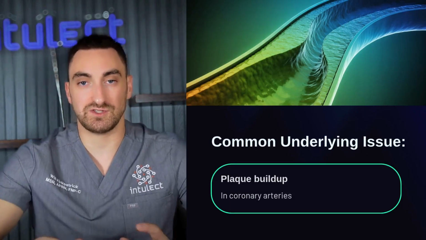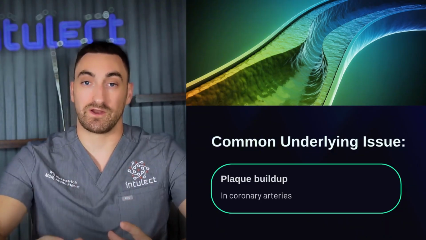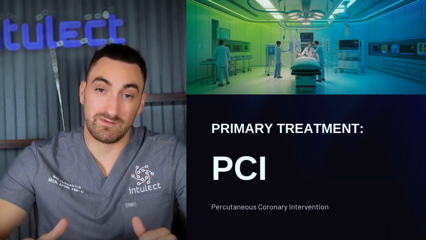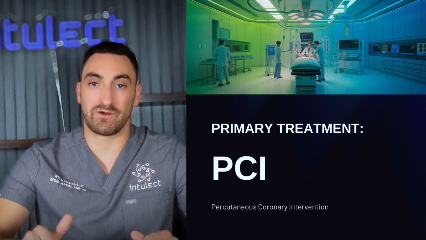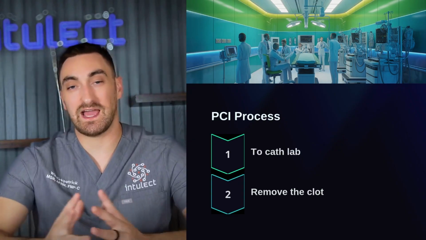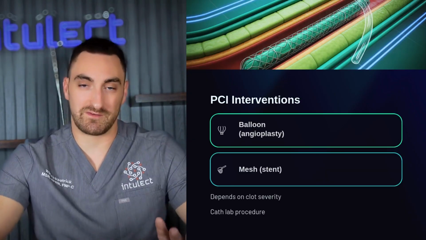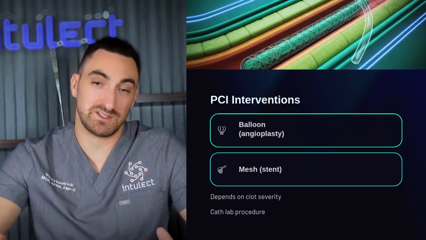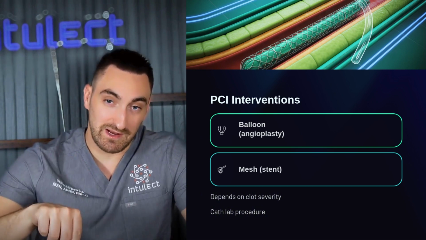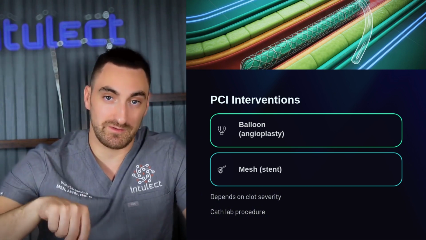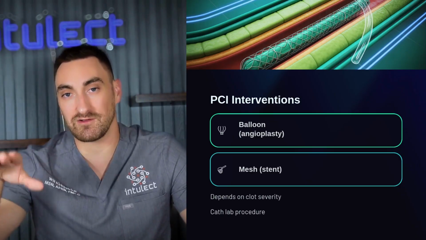And the underlying issue usually for this patient is that there is a plaque buildup in the coronary artery. So the primary treatment for this patient is a PCI procedure, a percutaneous coronary intervention. They take the patient to the cath lab and they basically get rid of the clot. They'll use all kinds of different interventions that we won't go into too much detail today, but just generally know that they go to the cath lab and get rid of that clot, whether it's through a balloon function or a mesh that they insert. It all depends on how bad the clot really is.